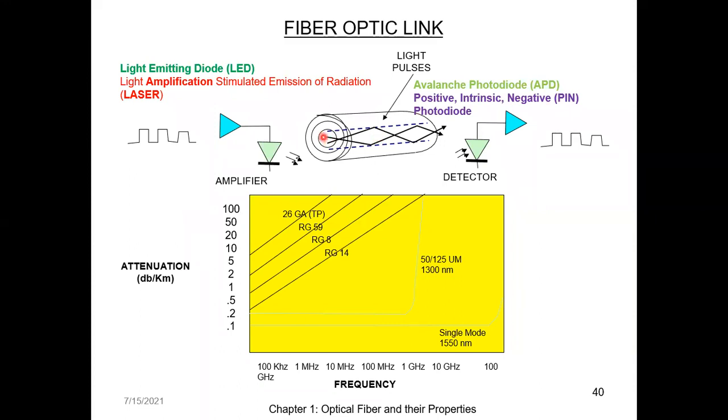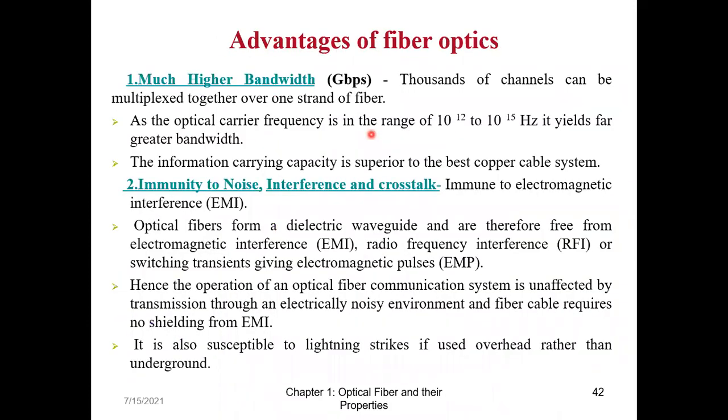And in that, it forms a waveguide. So the wave is guided. So any electromagnetic interference in the atmosphere does not interfere with the light rays. Even if by chance the cable breaks through, no problem, because inside there is light, so I will not have any problem. Hence, the operation of an optical fiber system is unaffected by transmission through an electrically noisy environment, and fiber cable requires no shielding from EMI.